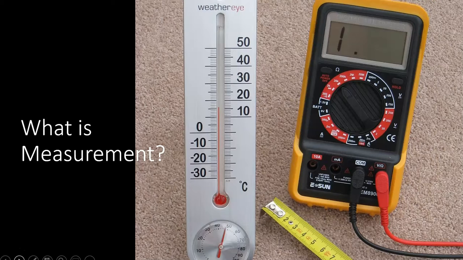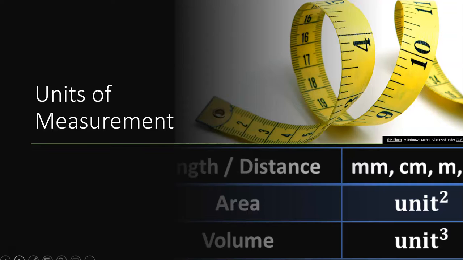So if we're looking at temperature, we might be using our thermometer. If we're looking at volts, we might be using our voltmeter. And if we're looking at measurement, we've got our ruler there. Now in this unit of perimeter, we are looking at units of distance. So we'd be using our tape measure or ruler.